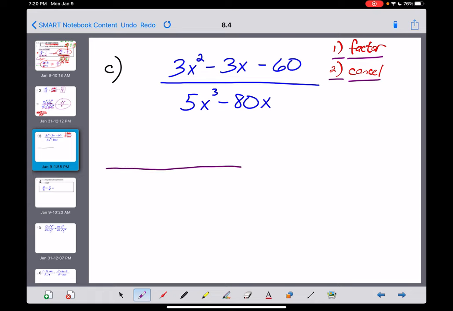In the numerator, the first step to any factoring is to pull out a GCF, and I think we can see we have a GCF of 3. So in parentheses, that's going to leave us with an x squared minus x and a minus 20. Down in the denominator, 5x cubed minus 80x, we can pull out a 5, and it looks like we can bring out an x as well.